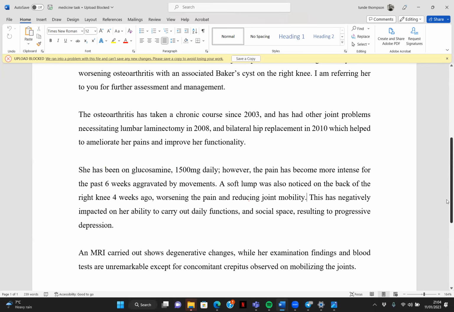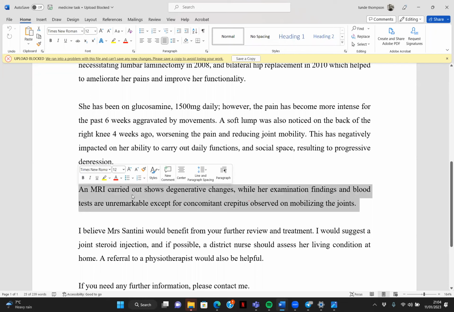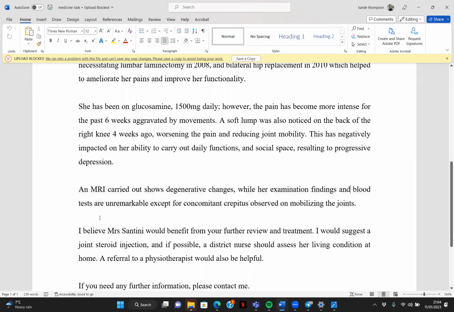So I'm now summarizing the whole problem and then stating clearly my clinical findings, that an MRI was carried out, to further convince the reader why her examination findings and blood tests are unremarkable, except for concomitant crepitus observed on mobilizing the joints.